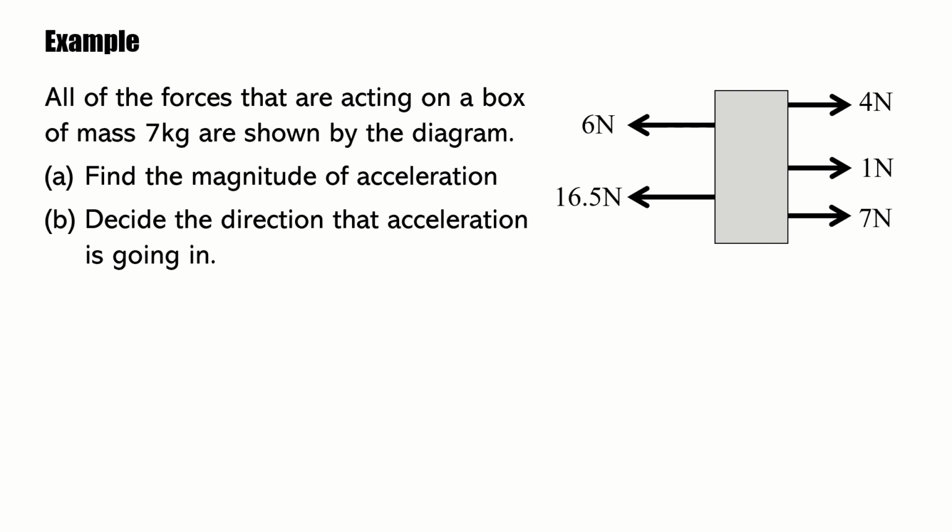But to make this example nice and neat and quick so that I can just demonstrate how the F equals ma part of it works, I've simplified and just said all the forces we need to care about are already on the diagram. So we need to find the magnitude of acceleration. How are we going to do that? F equals ma. But what we need to do before we launch into that is first decide our positive direction.